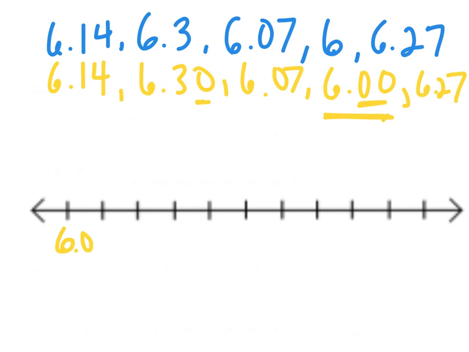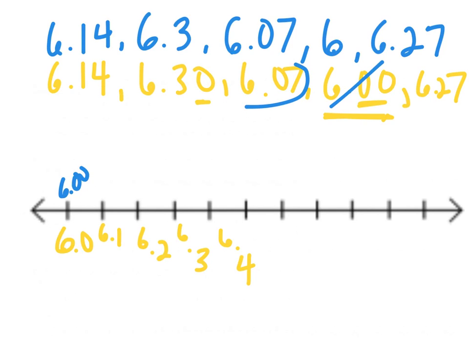The largest number, let's see, so we have 6.0, 6.1, 6.2, 6.3, 6.4. Okay. So the first one, 6.0, would go right there. The next one is 6.07, and that's going to go maybe right here. It's not quite 6.1, but it's past the half between 6.0 and 6.1.